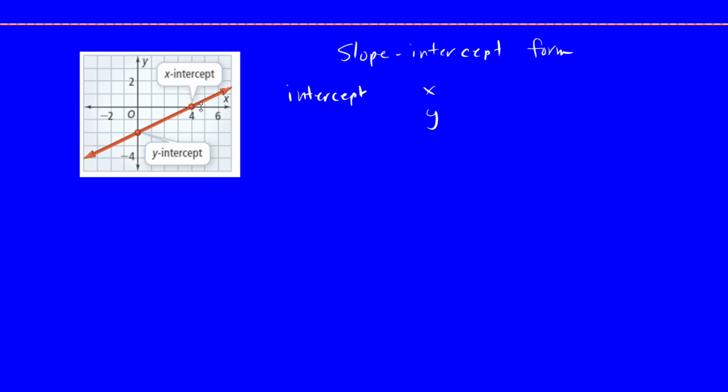Whereas the x-intercept is where the line crosses the x-axis. And of course, we're talking about a non-horizontal line, because if you're talking about a horizontal line, you're not going to have an x-intercept. So then let's look at slope-intercept form. Slope-intercept form of an equation of a line looks like this: y equals mx plus b.